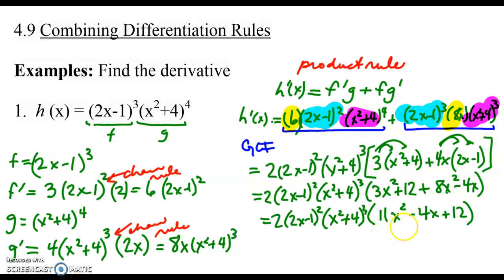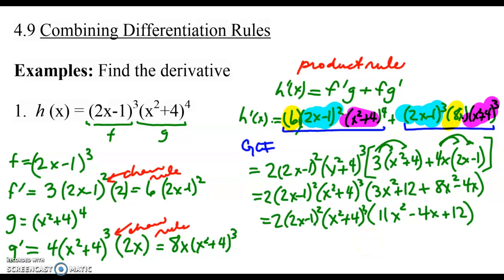And when I've grouped the like terms here in this trinomial, here's our answer for the derivative of h of x. I notice here, in this trinomial, I did try to see if it was factorable and it wasn't. So we can leave it as it is.